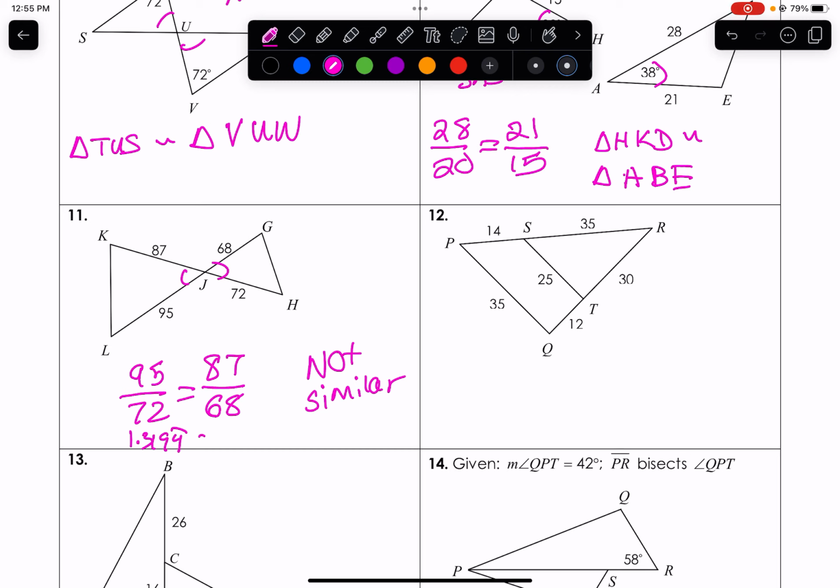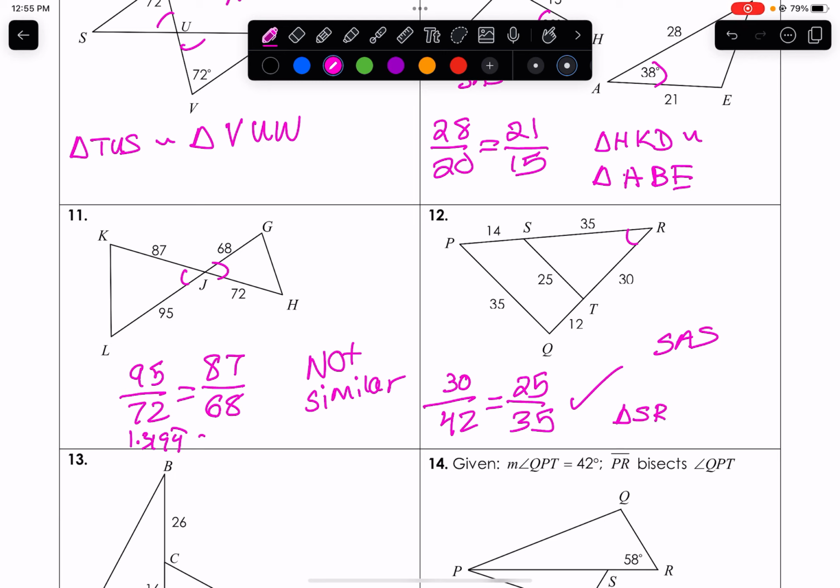Okay, we have an included angle. So I can do 30 over 42 is equal to 25 over 35. These are the same, so side angle side. Triangle SRT is similar to triangle PRQ.